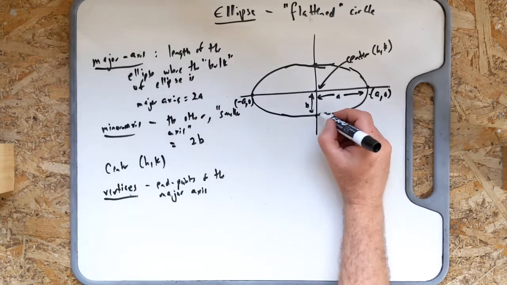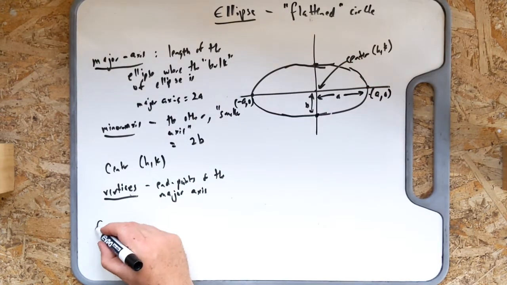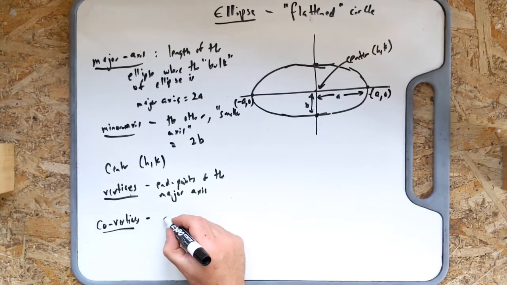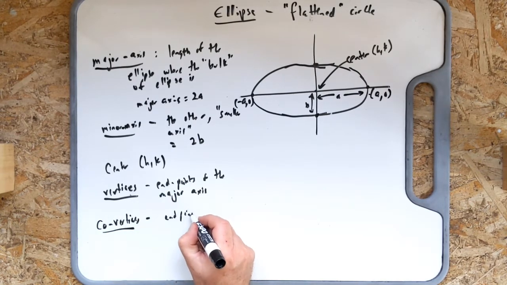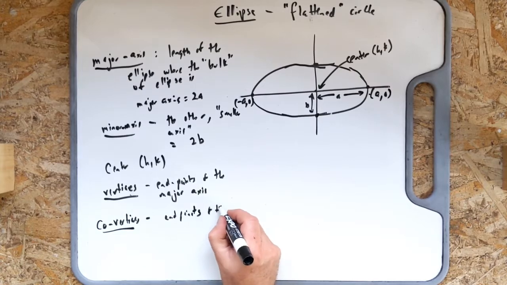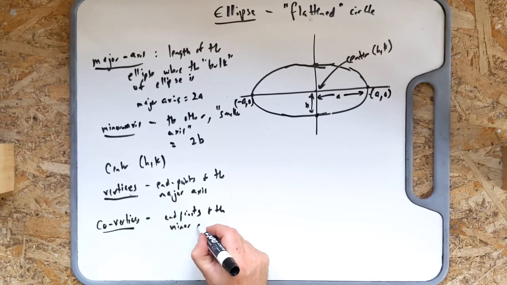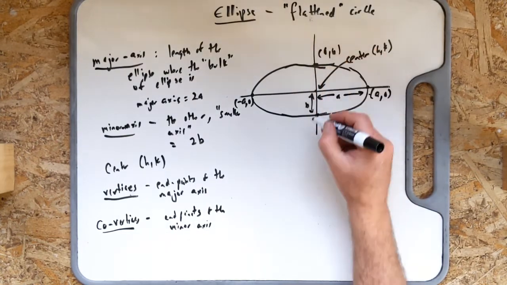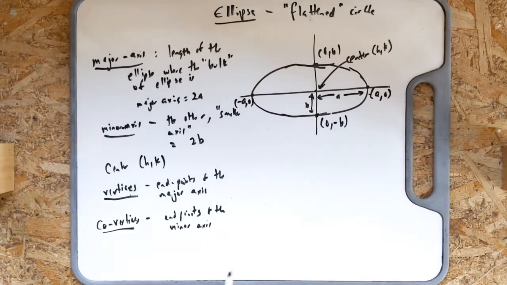The other vertices are here and here. Those are called co-vertices. And they're the endpoints of the minor axis. So in this case, because we're at 0, 0 center, this would be 0, b, and this would be 0, negative b.